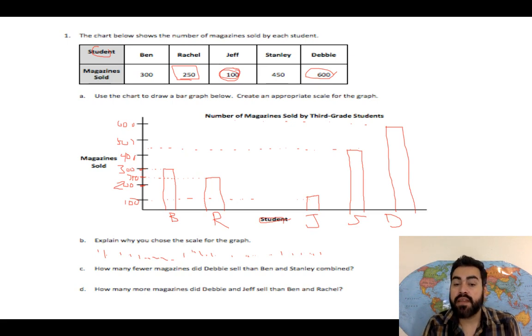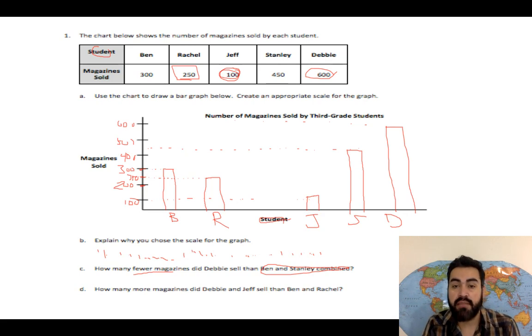How many fewer magazines did Debbie sell than Ben and Stanley combined? It's a multi-step question, so I have to read it twice. How many fewer magazines did Debbie sell than Ben and Stanley combined? So I know I'm combining Ben and Stanley, and then I'm figuring out how many fewer magazines Debbie sold. So that means I have to subtract.